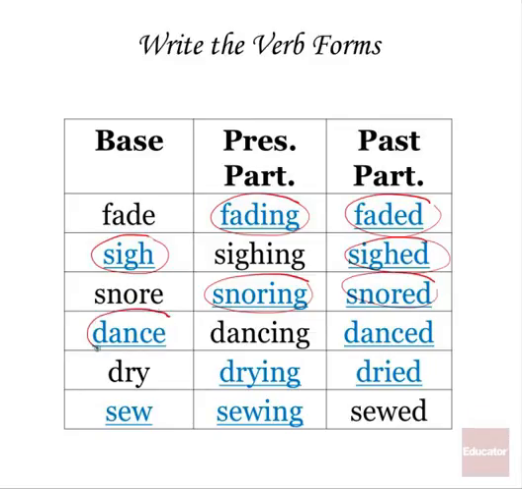Dance, if you know your English spelling, you knew it ended with an e, so that gives you your base form and your past participle form. Dry, of course, becomes drying, but because dry ends in that y, we have to turn it into an i and add the ed to get dried. And sewed becomes, the base form sew, and the present participle sewing.